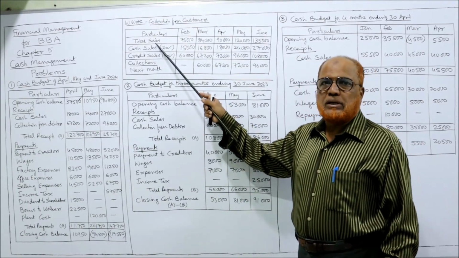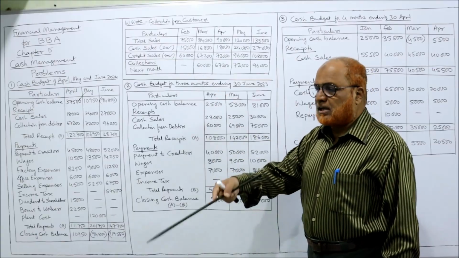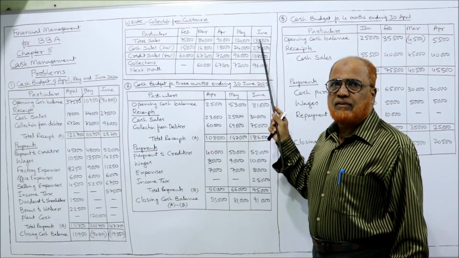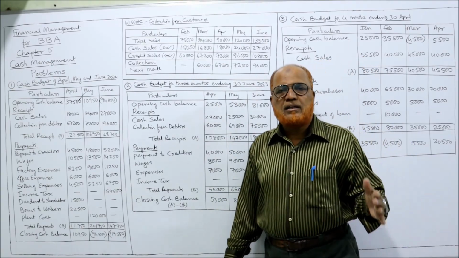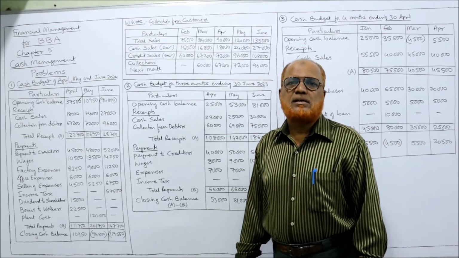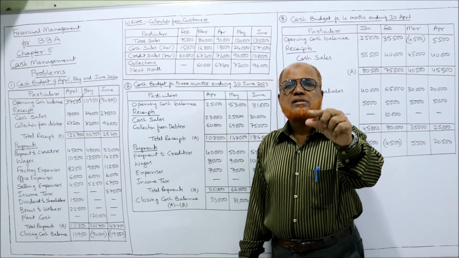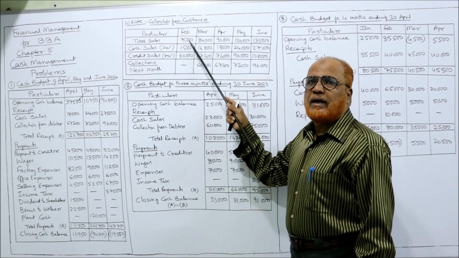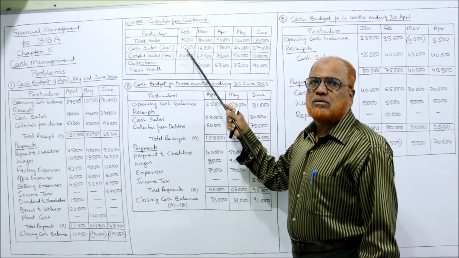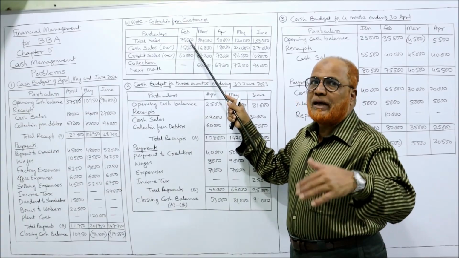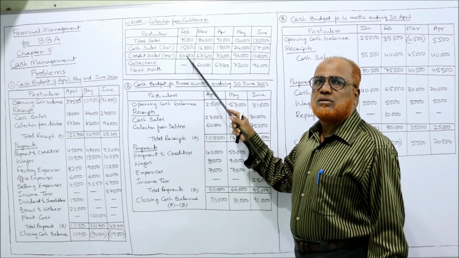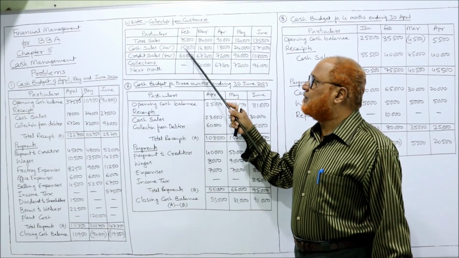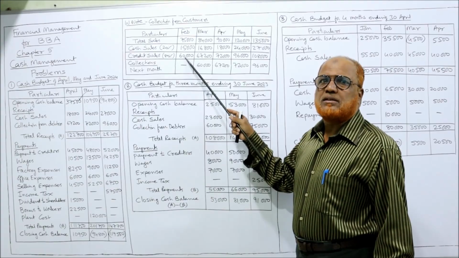So what I have done? Total sales are given in the problem. February 75,000, 84, 90, 120, 135. Now I bifurcate the sales into cash sales and credit sales. 20% cash sales, 80% credit sales. So 20% of 75,000 comes to 15,000. Then 75,000 into 80% will get 60,000. So of 75,000 total sales, cash sales are 15,000, credit sales are 60,000.